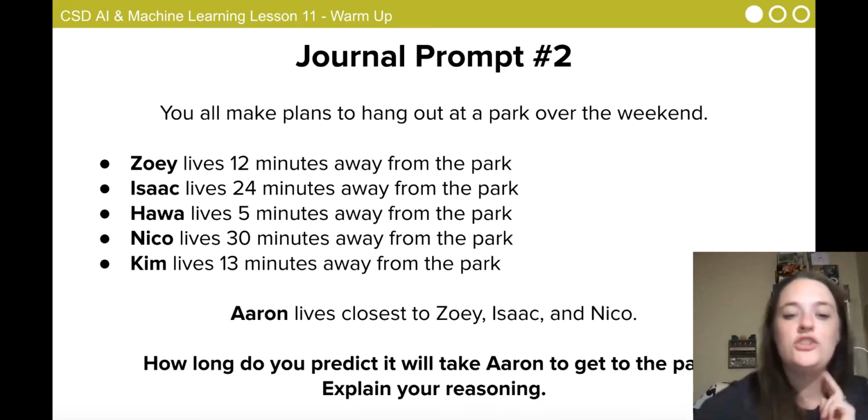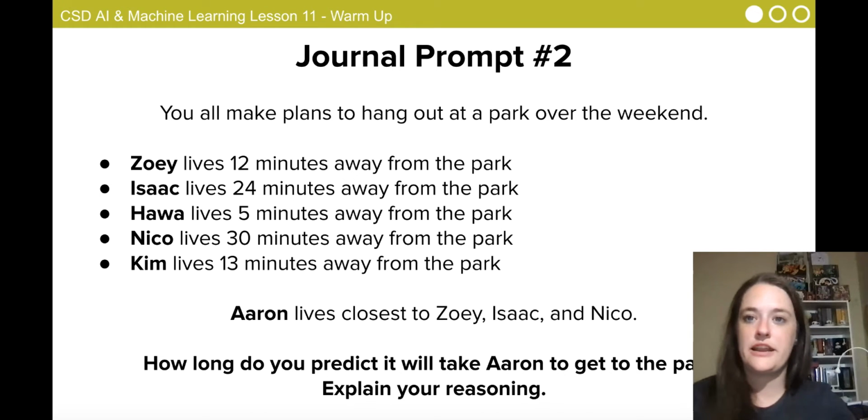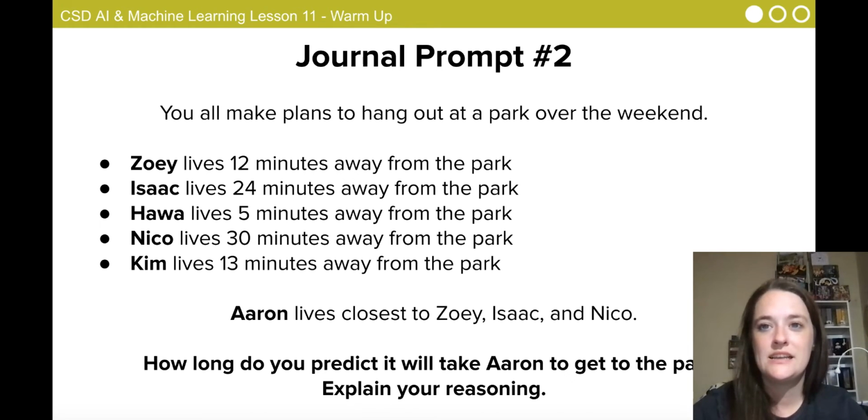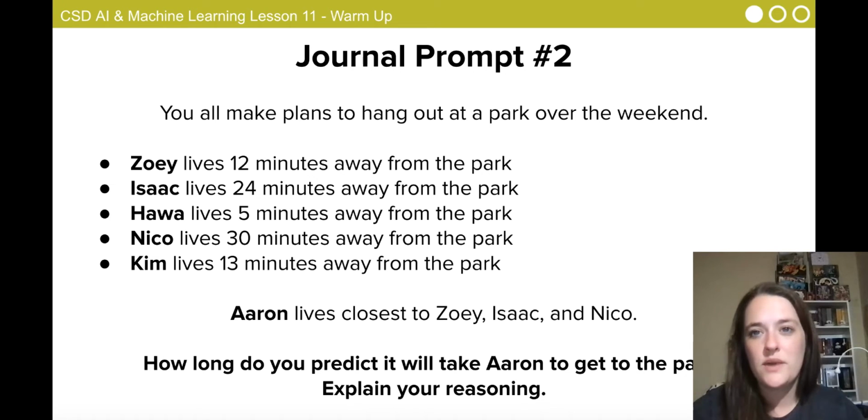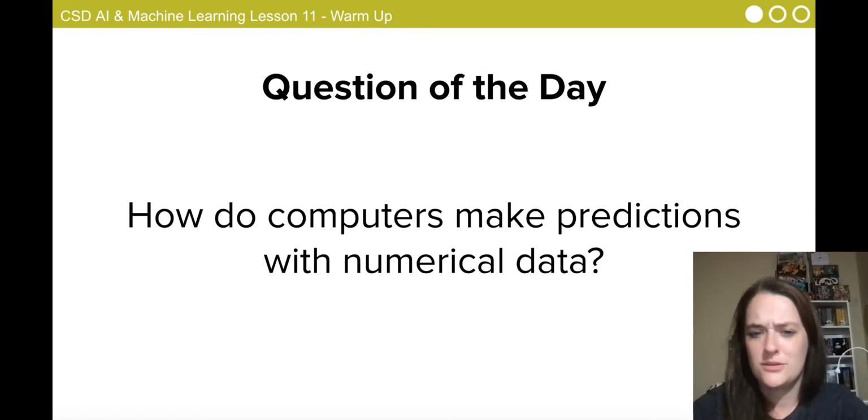So we can use information about Aaron's friends to help predict something about Aaron. It may not be 100% correct, but our prediction will probably be close enough. This is another way that computers can find patterns in data with machine learning, looking at similar data to make predictions. So in this lesson, we will explore how machines can make decisions using this same technique. Our question of the day is, how do computers make predictions with numerical data?